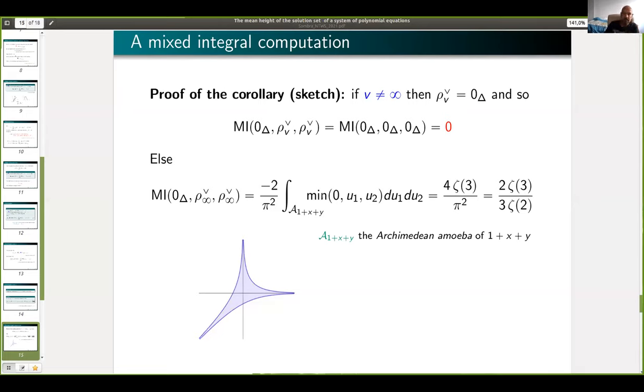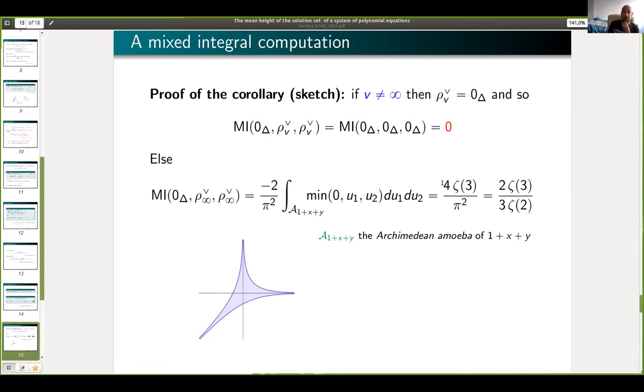Now you are bound to compute a piecewise linear function on an amoeba. And indeed, this can be done, and you obtain from this the usual series expansion of zeta of three. You get the expression here that you can rearrange to the value I explained. Okay, so this is how we made this computation.